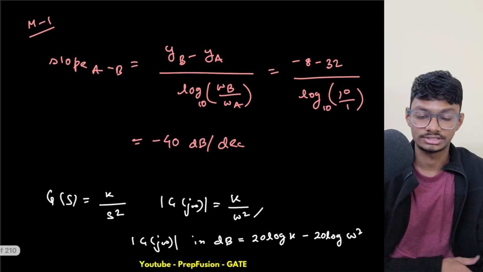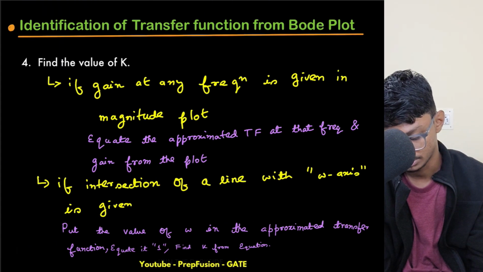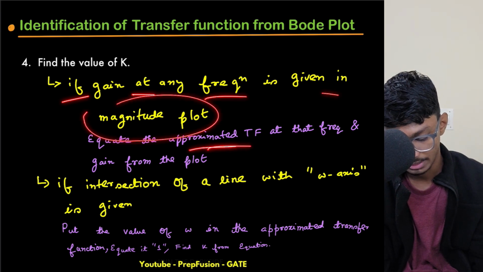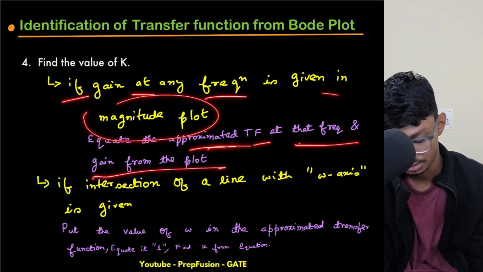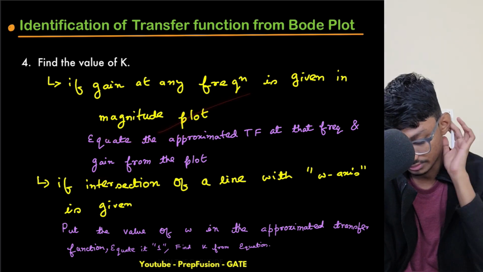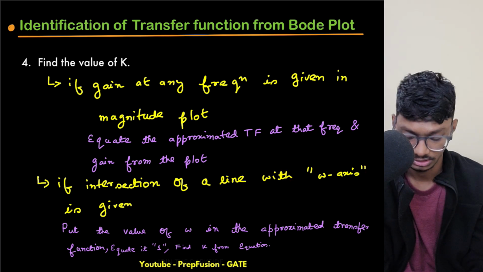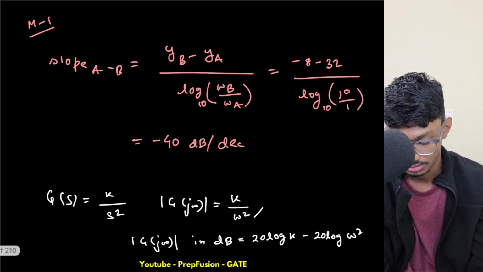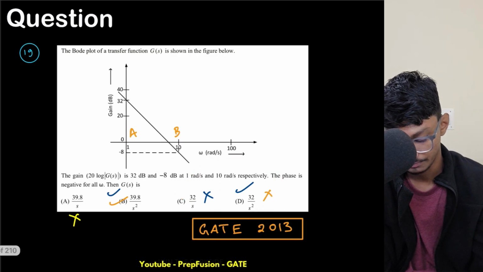Whatever you do, that's what the first step was telling me: if the gain at any frequency is given, you just equate the approximate transfer function at that frequency with the gain. Simple only. Now with respect to the omega axis, what it means if the intersection of the line is with respect to the omega axis, we will understand in the next question. So this was a GATE question, a good question.